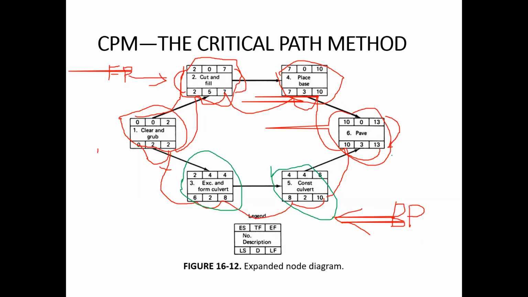But the mechanism is the same. So in doing the forward pass, you will take the highest value. In the backward pass, you will take the lowest value in case it happens. Okay. Yeah. Any questions? Any doubt?